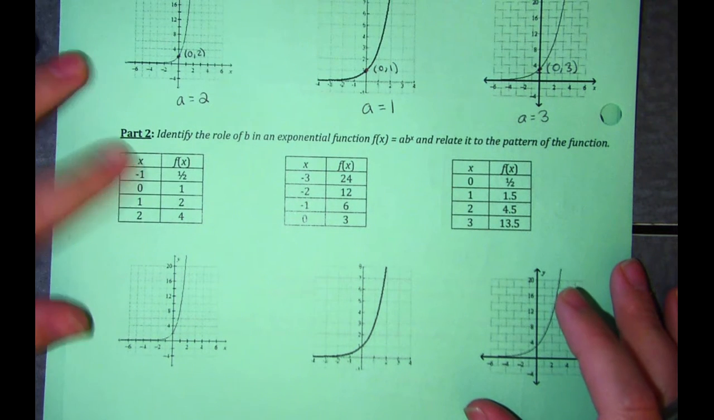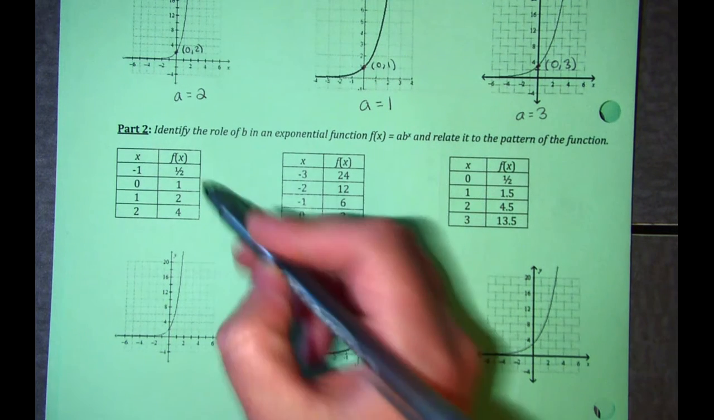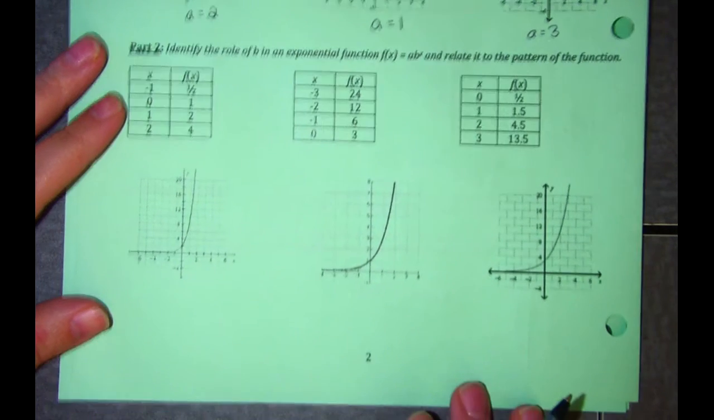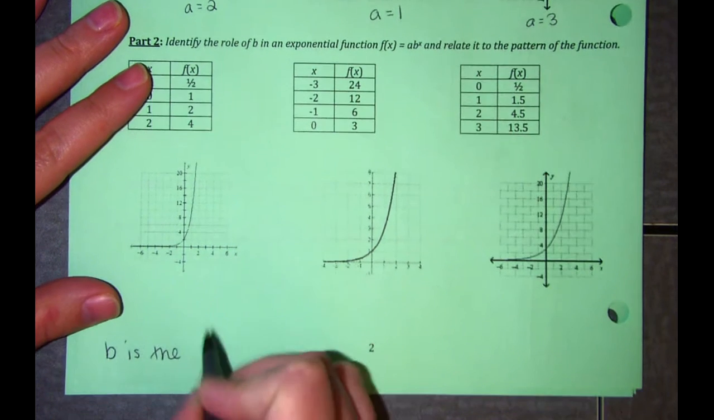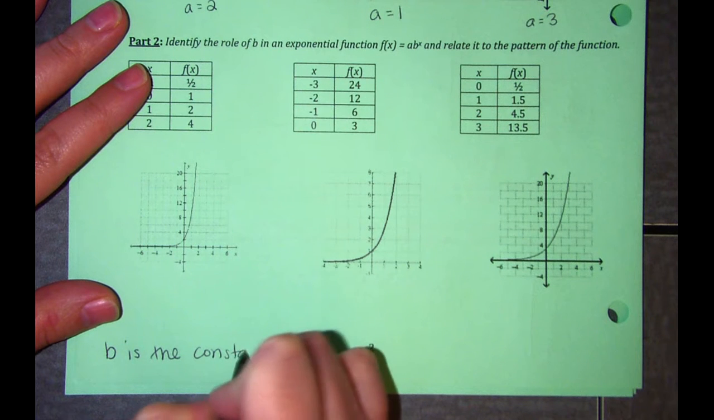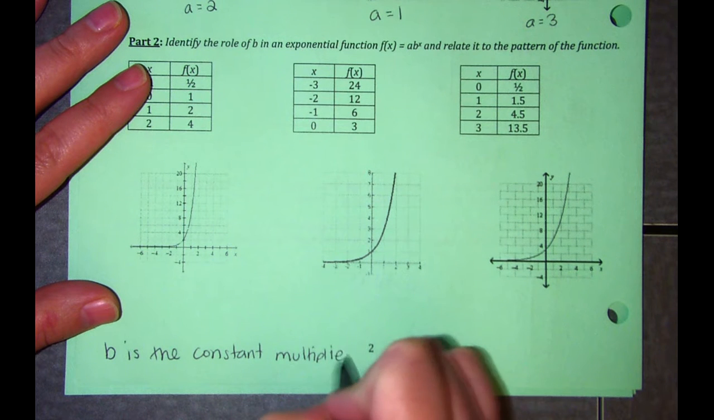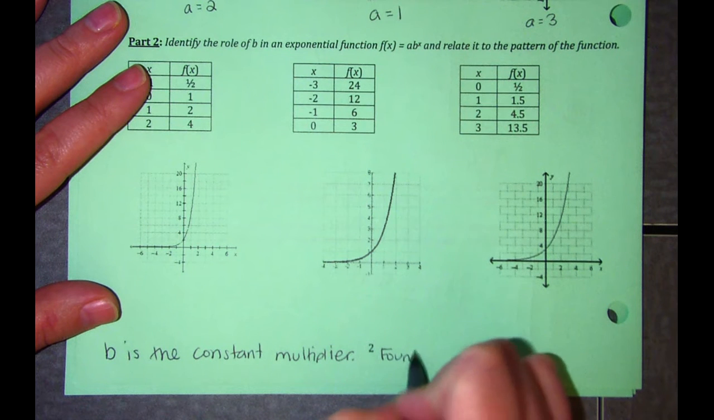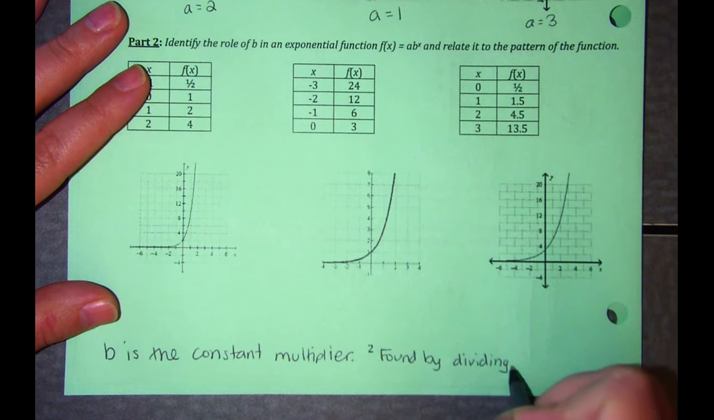So if you look at this table right here, b is actually just whatever that multiplier is. So down here at the bottom, just so we can keep it in our head, we can say b is the constant multiplier, found by dividing. And I'll show you what I mean by that.